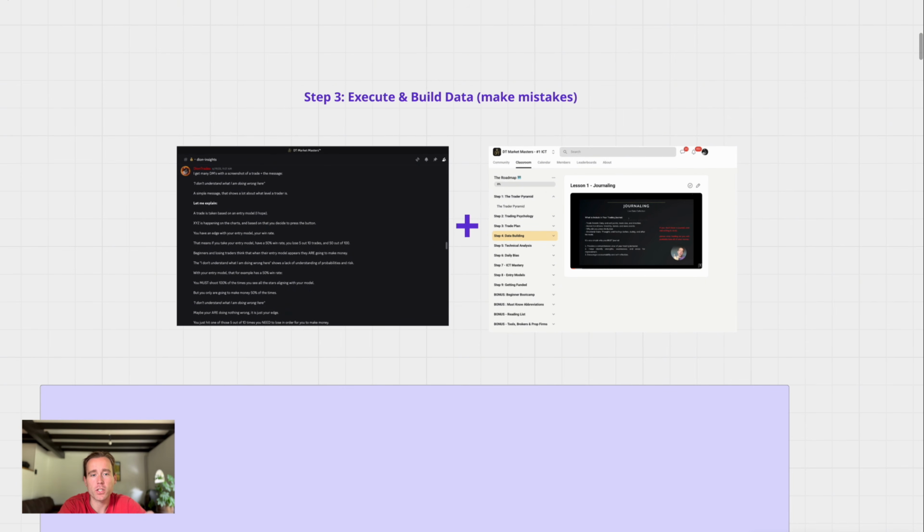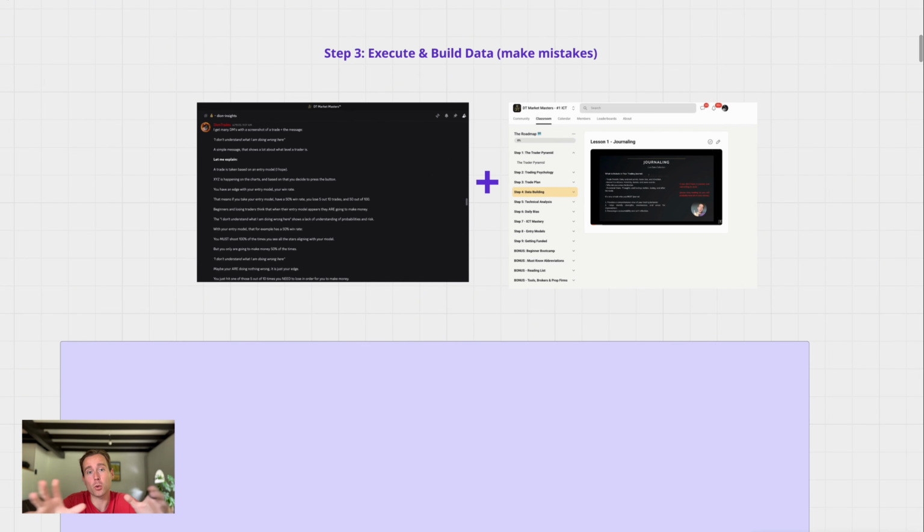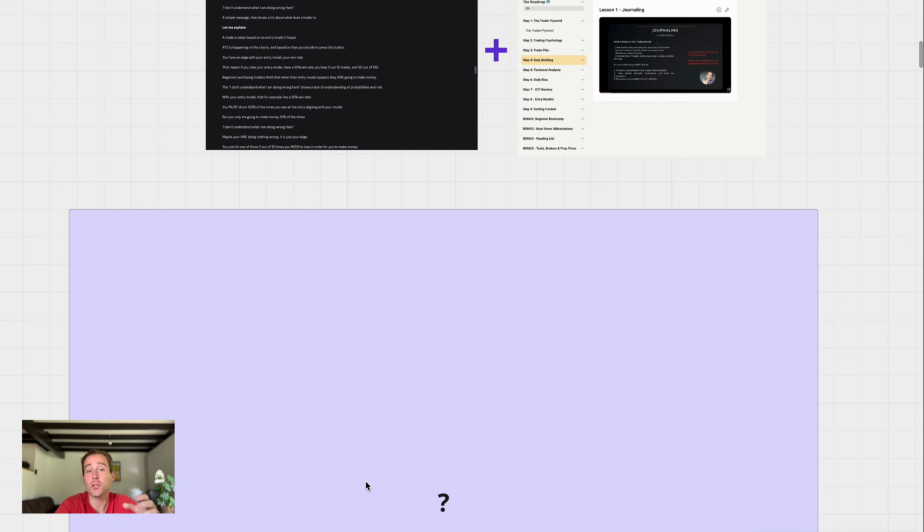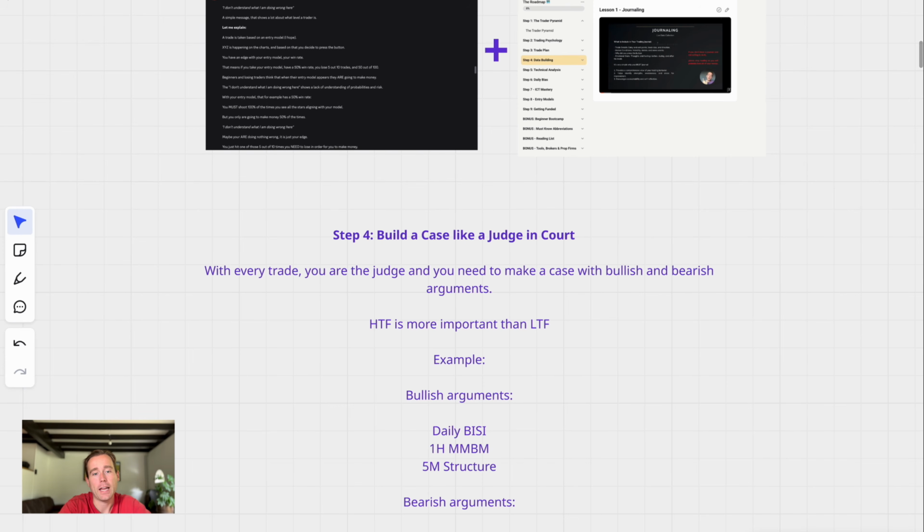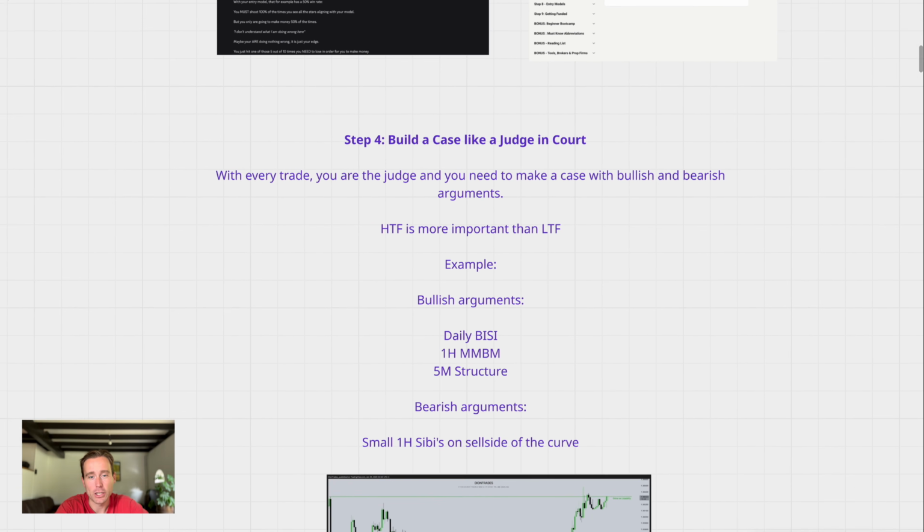I want to introduce you to step 4, and it's the most powerful concept I use to skyrocket my win rate. And it's not some fancy PD array, it's not some fancy entry model concept. No, it is being a judge. I have a background in law. I've been to law school, and I want to share the framework that I use from law school into trading. And it's build a case like a judge in court.